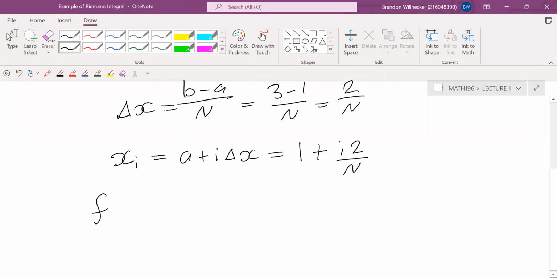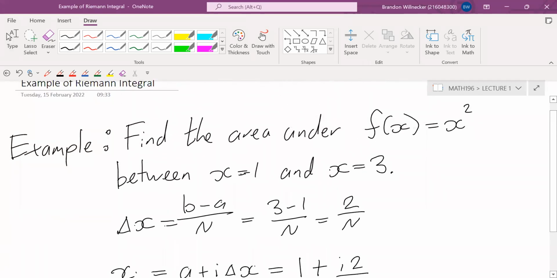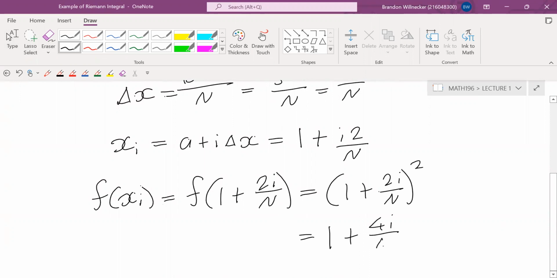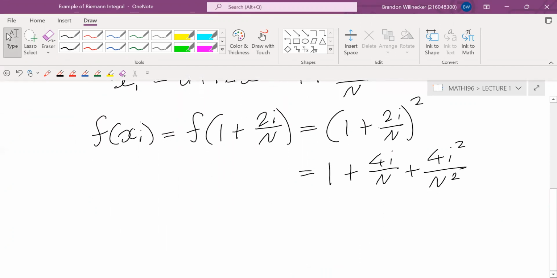What about the height? So that's going to be f of xr. That's going to be f of 1 plus 2r over n. But remember, what was f? That was x squared. So that is going to be 1 plus 2r over n, all of that squared. Okay, so that's just a binomial expansion there. That's going to be 1 plus 4r over n plus 4r squared over n squared. Okay, so we've got all the pieces now. Let's put it all together to find the area.